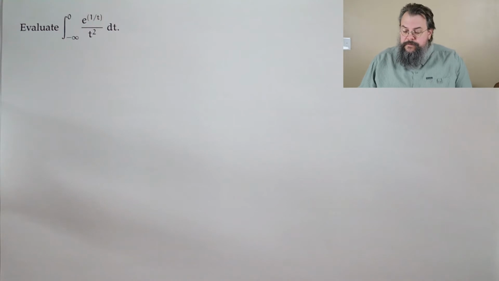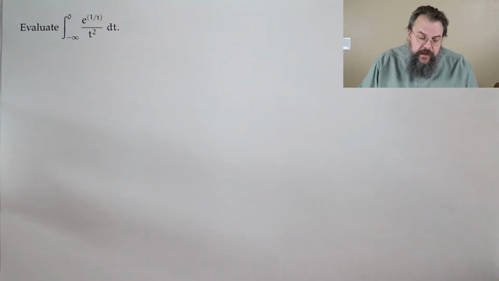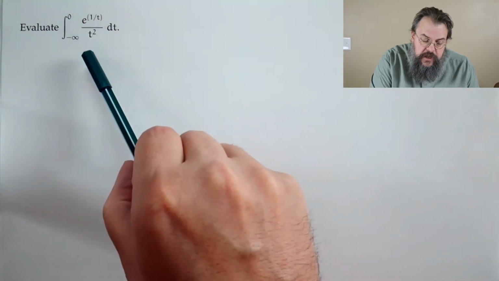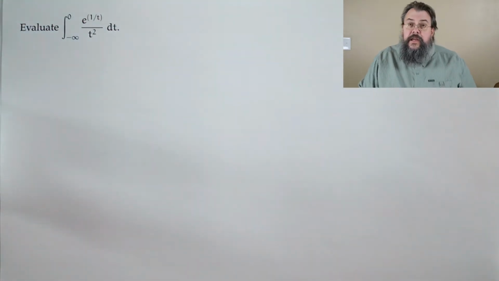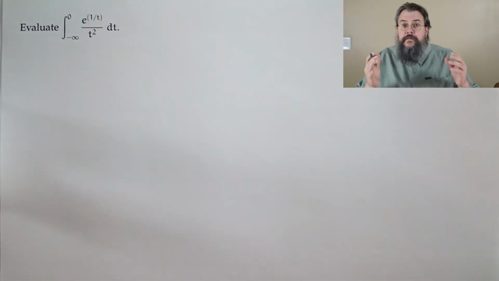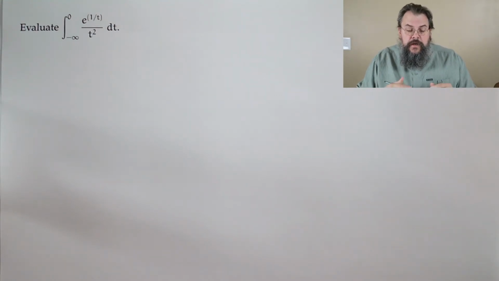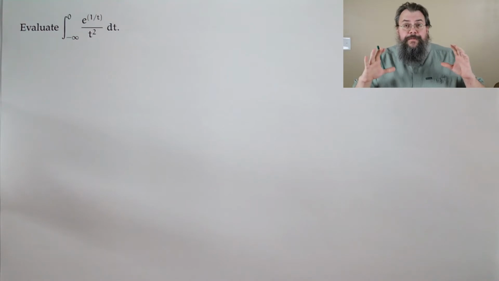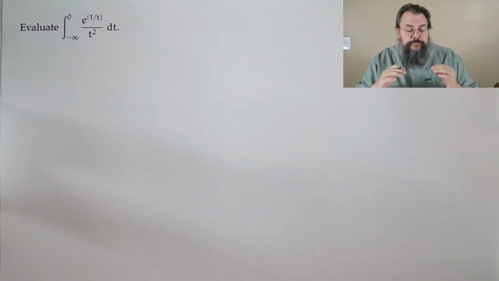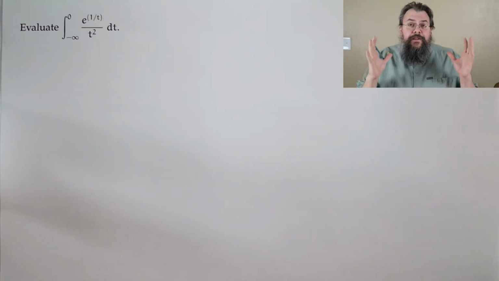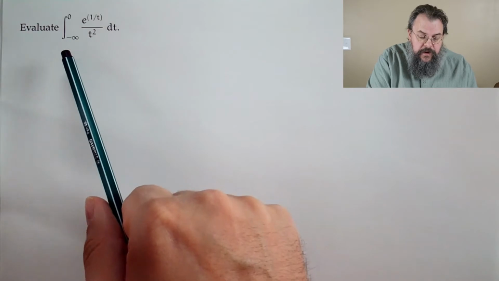Our first problem. Evaluate the integral from negative infinity to 0 of e to the 1 over t squared dt. Okay, well, this doesn't seem so bad, right? So what did we do? Now remember, when we're talking about improper integrals, it's a lot of the same ideas, right? So we see it's an improper integral because there's an infinity involved.